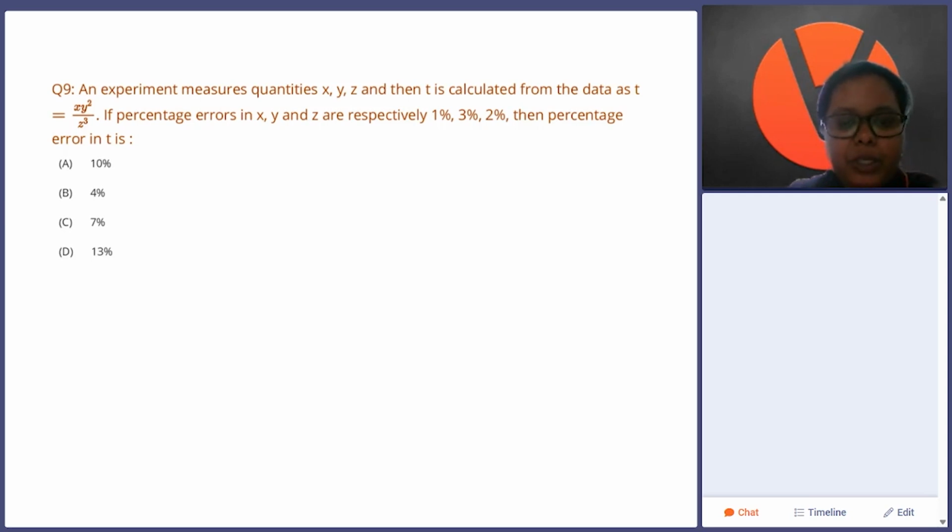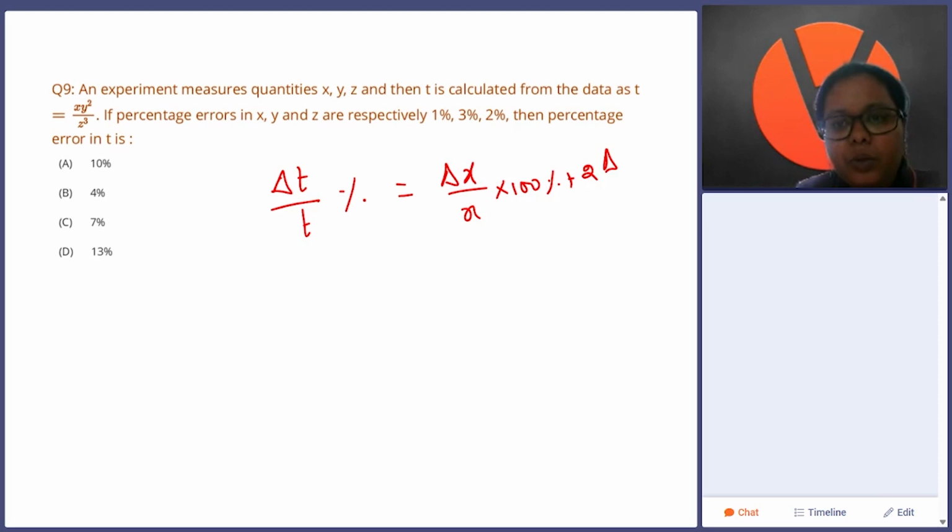An experiment measures quantities x, y, z, and then t is calculated from the data as t is equal to x y square divided by z cube. So percentage error in x, y, z are respectively 1, 3, 2 percentage, then percentage error in t is. So how shall I do? Delta t by t percentage, which would be equal to delta x by x into 100 percentage plus 2 into delta y by y into 100 percentage plus 3 into delta z by z into 100 percentage.